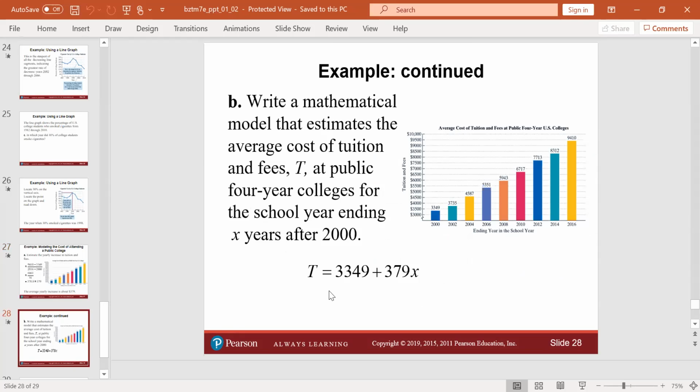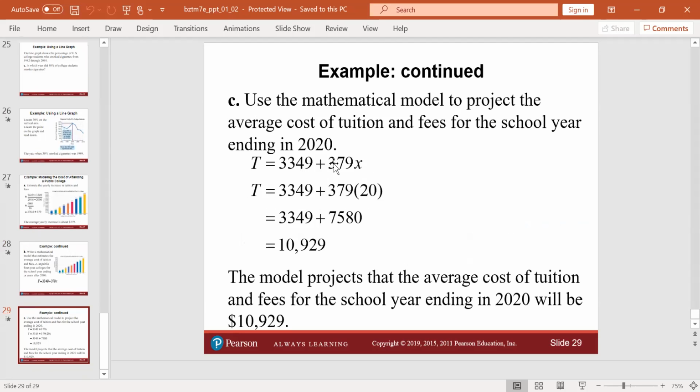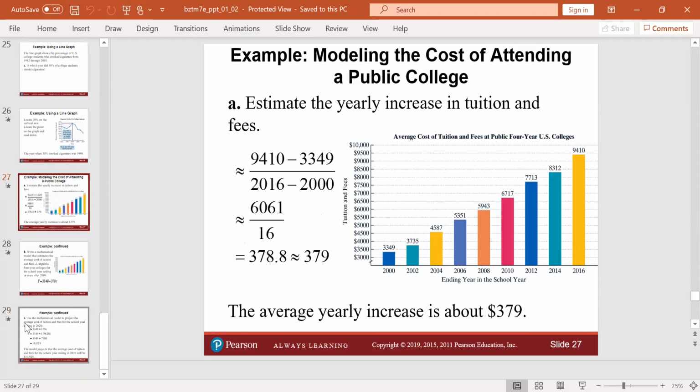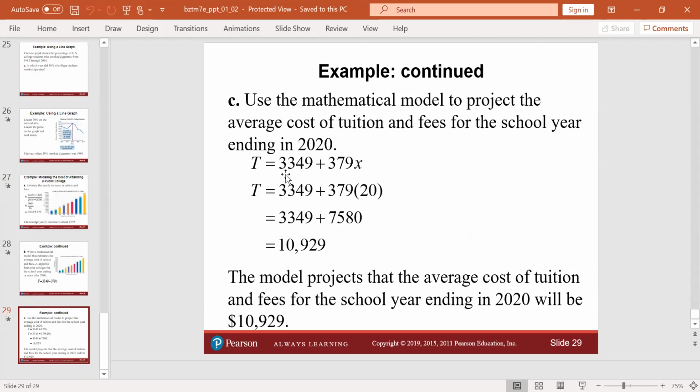You could even make a linear equation out of that. You could say starting with the year 2000, it was $3,349, and then every year it's going up $379 on average times the number of years you want to talk about, X. That means you can predict what tuition will look like in 2020, which was not on the chart here. The chart ends at 2016. Using that equation, 2020 is 20 years after 2000, so X is 20. Plug it in, and we're supposing that in 2020, tuition is going to be almost $11,000, $10,929.